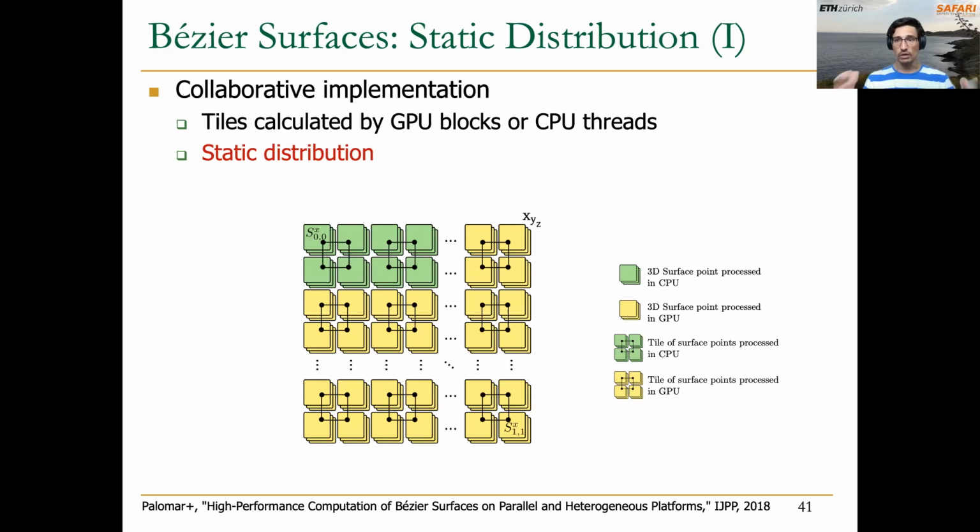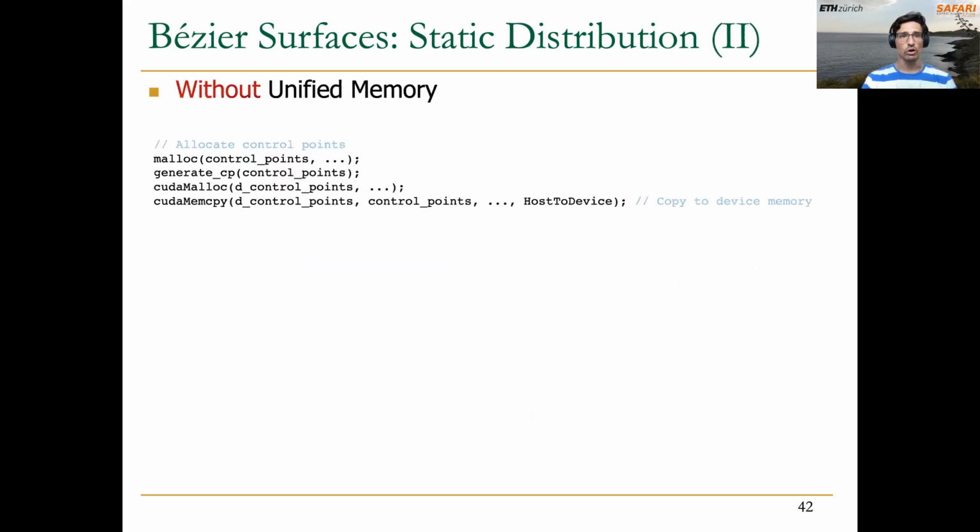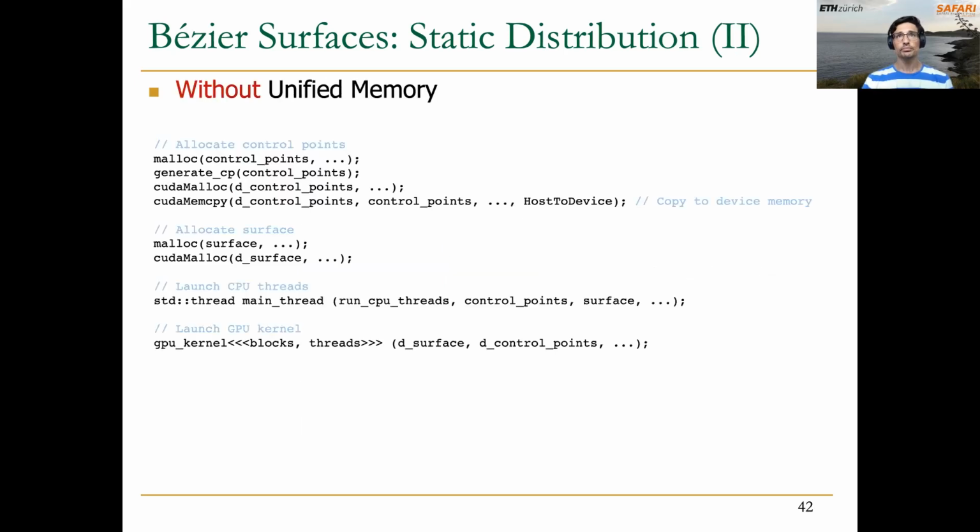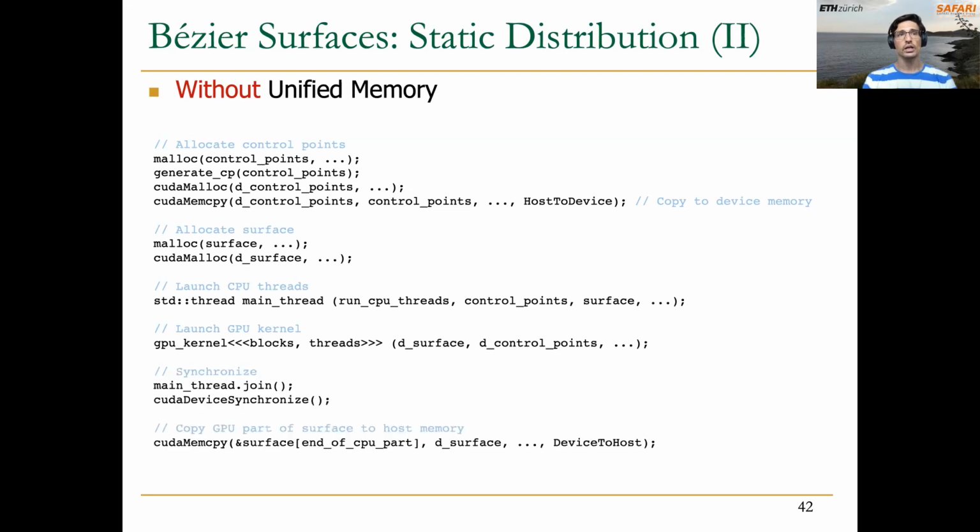We would probably have to find, with offline profiling, the best alpha, the fraction that's going to be assigned to the CPU or to the GPU, but that's certainly possible, and it's going to produce a good performance result. This static distribution could be something like that. We have the whole surface, we divide it into tiles, and we assign different tiles to either CPU threads or GPU blocks. Without unified memory, as I said, we need to know what the fraction of points in the surface is that are going to be calculated by either CPU threads or GPU threads.